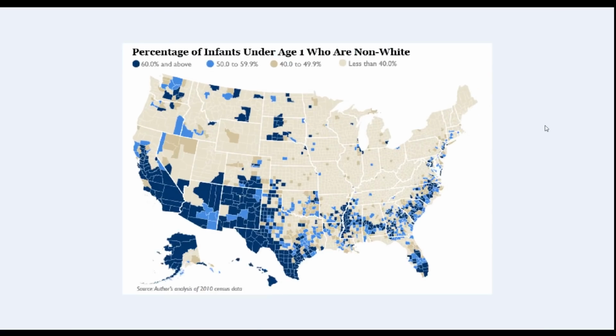Now, here is the percentage of infants under age 1 who are non-white. This is, again, pretty much a combination of the last two maps that we've looked at, broken down by county, and this is 2010 census data, and the same type of patterns remain true here. It's usually the southern United States. We have in the west, we have Hispanic, and then as we go further east, we run into black Americans.